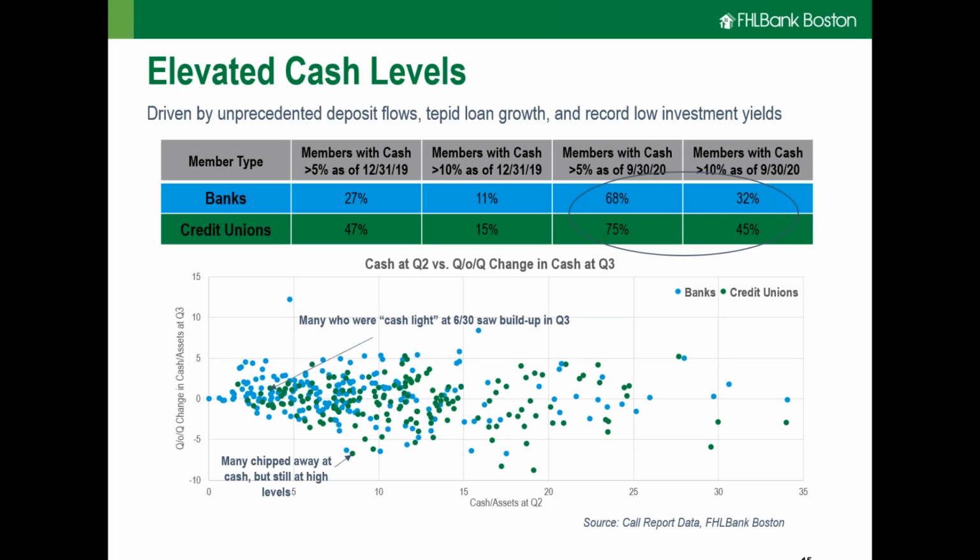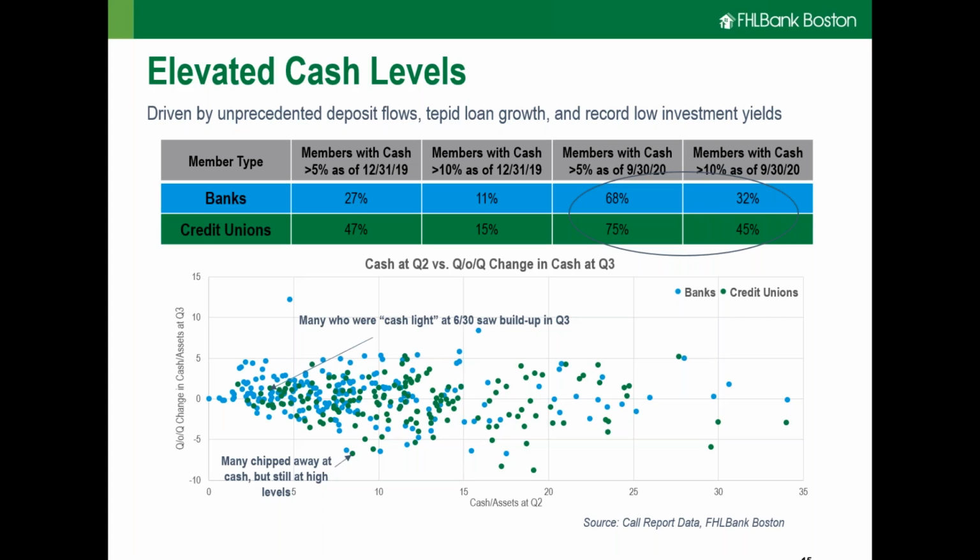So I wanted to take a look and see how drastic the change in cash levels are versus a quote unquote normal environment. So looking back at 12/31/19, considering that to be a normal operating environment, we looked at how many members, banks and credit unions, had more than 5% cash or more than 10% cash. So above 5% cash was about a quarter of banks, and for credit unions, it was just about half of credit unions. Now, as of 9/30, those numbers have exploded to 2/3 to 3/4 in the case of credit unions. So a significant jump in cash levels.